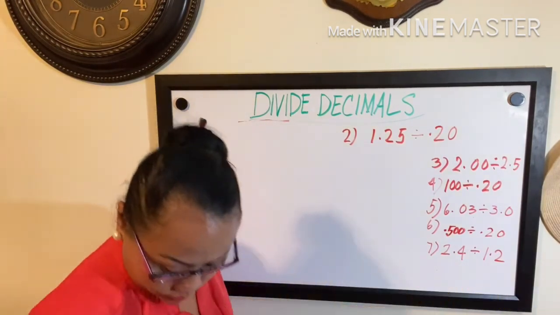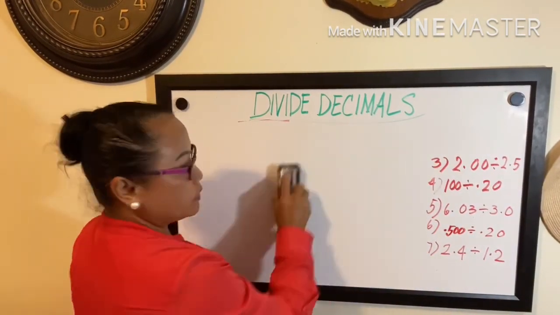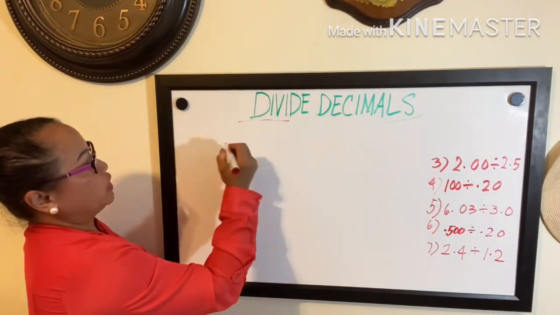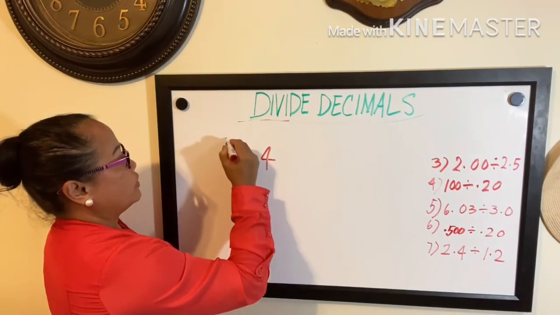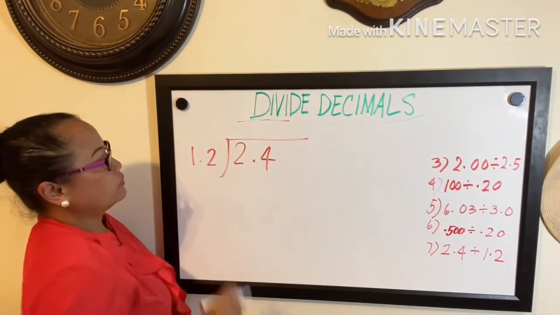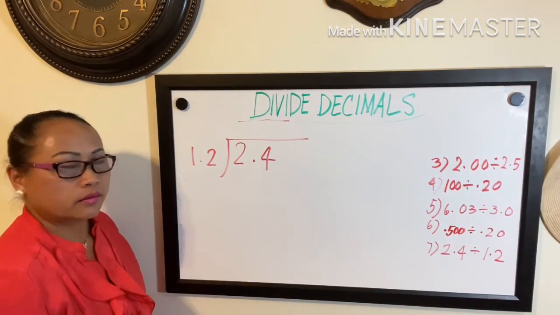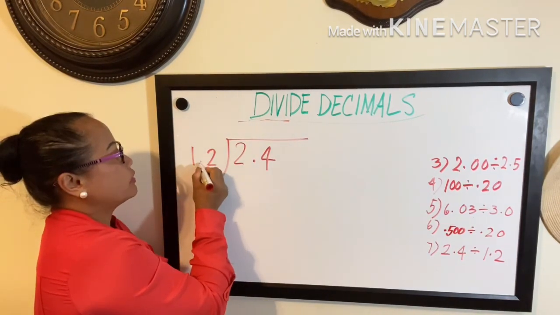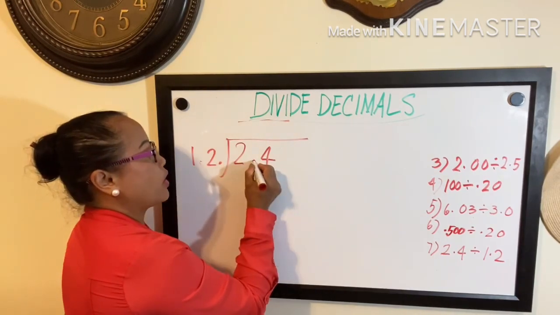Okay. Wait. Oh, erase this one. 2.4 divided by 1.2. Let's say 2.4 divided by 1.2. So, first, we have to move the decimal point to the right. So, make it a whole number, okay? Like that now. So, the point is here, the decimal. And move also 1 here.